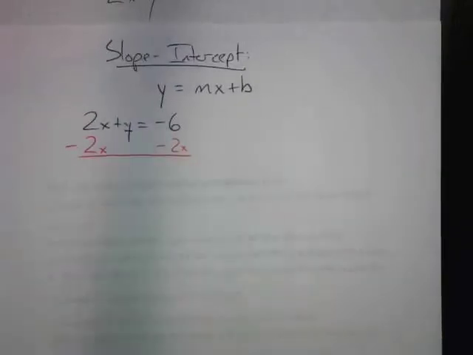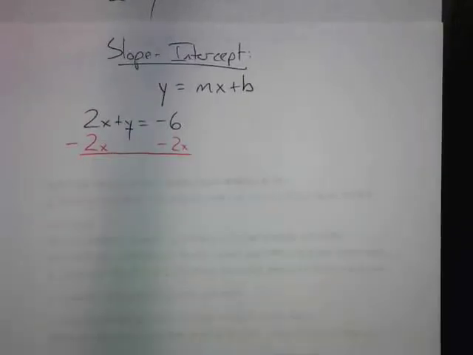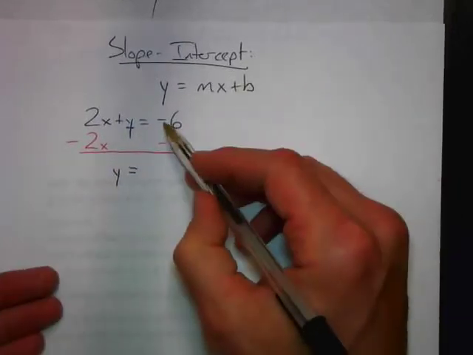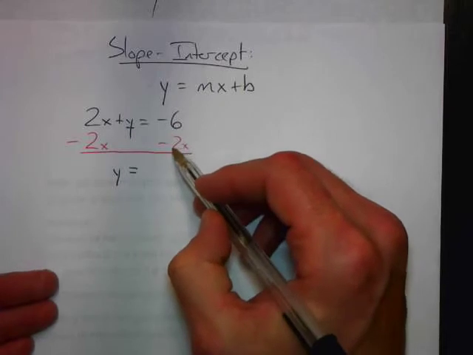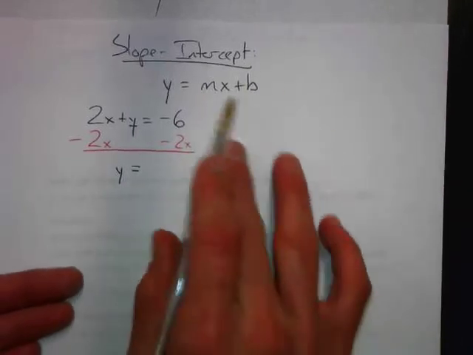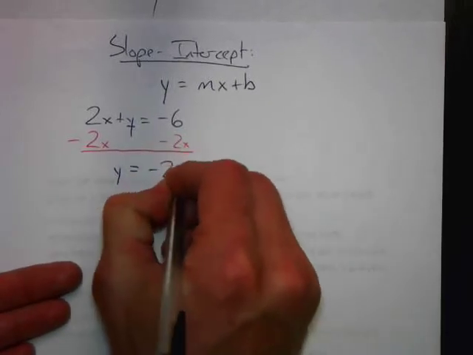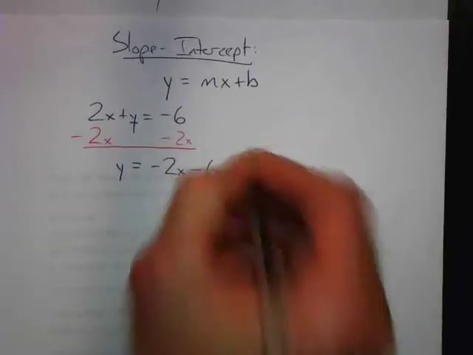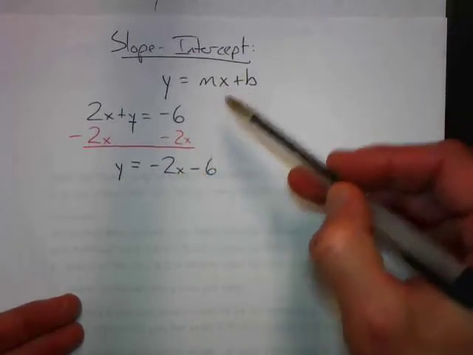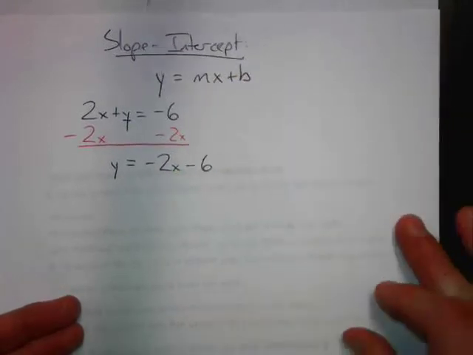When we take it away from both sides, we'll have left y equals, now I can write this as negative 6 minus 2x. I can, but that will not look like slope-intercept form. So I'm going to keep the term with the x first, and that way, I have an equation that looks like it is in slope-intercept form.